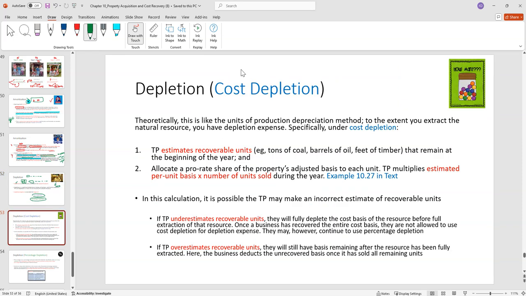So we'll start with cost depletion. Each year you calculate both and pick the bigger of the two. What we do here is, okay, here's our gold mine, and we try to estimate how much gold is in there. To the extent we rip out that gold, we will take the depletion expense. It's like the units of production method from financial accounting: we think the car will last 100,000 miles and we drive it 30,000, so we'll take a depreciation deduction commensurate with that. That's the idea here.